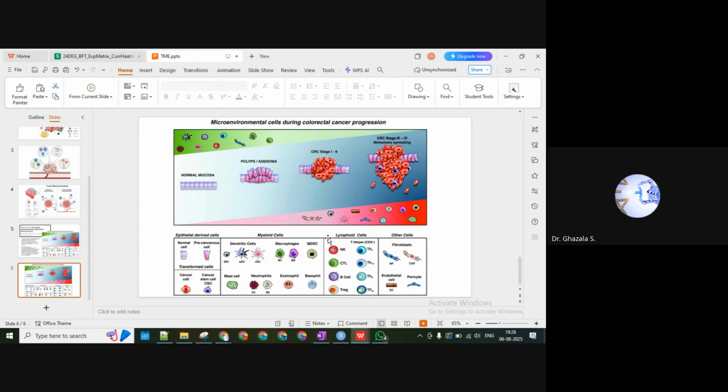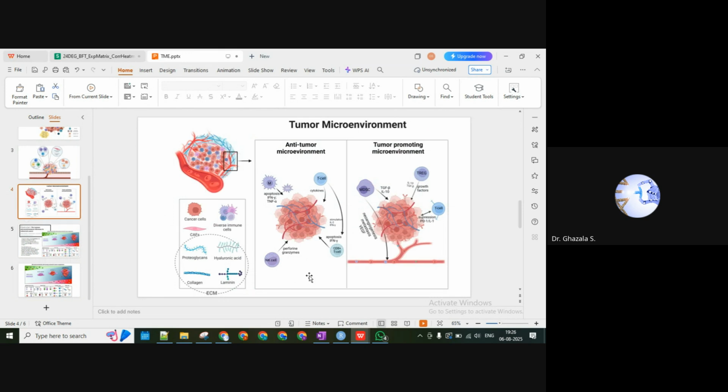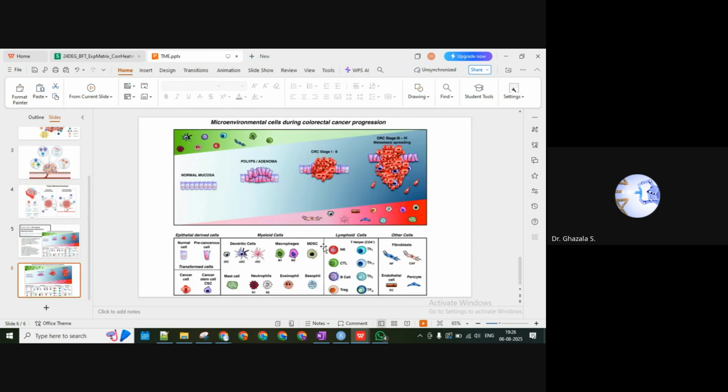But what we saw in the last figure is a T cell, but of the CD8 plus type. So that is helping in suppressing the cancer. So accordingly, first we need to understand the function of each type of these cells, because all of these cells are involved in the tumor microenvironment.